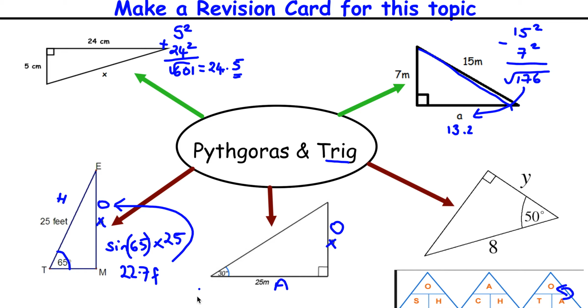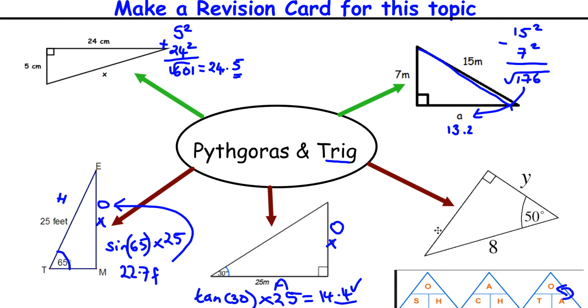Okay, so I'm going to do tan 30 multiplied by 25, and that will give us the answer to O. Just remember to put brackets around. So tan 30 multiplied by 25 equals 14.4. So this is 14.4. Okay, brilliant. Now let's move on to the next one.